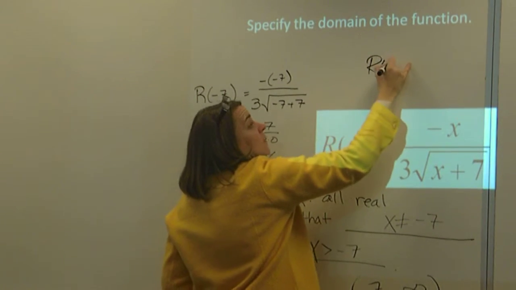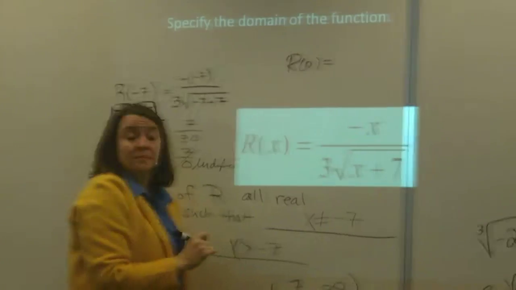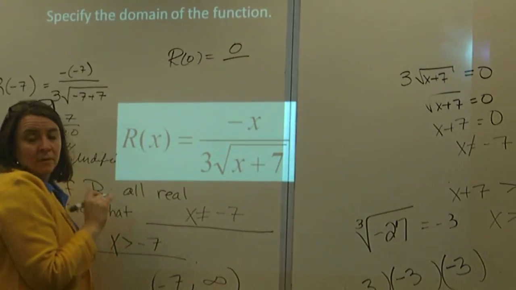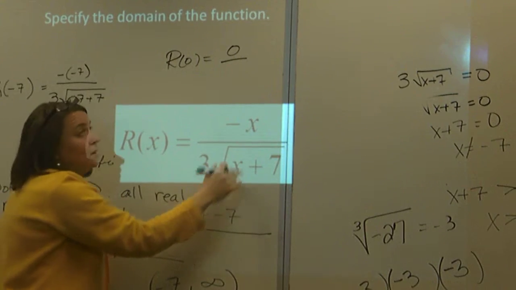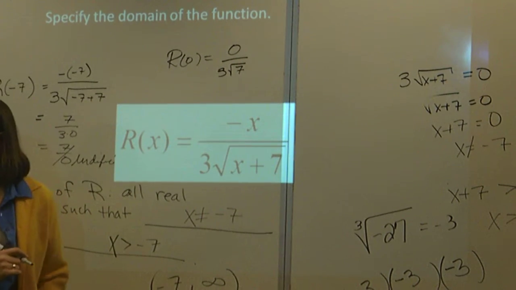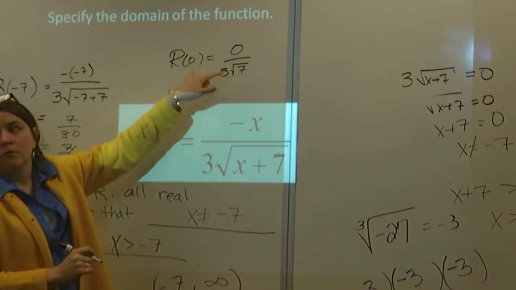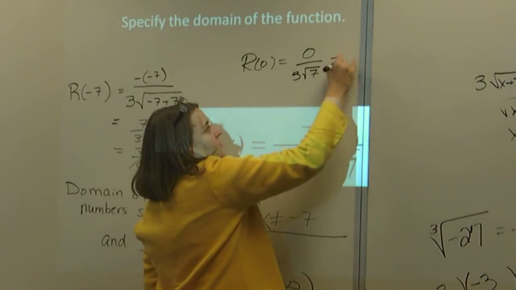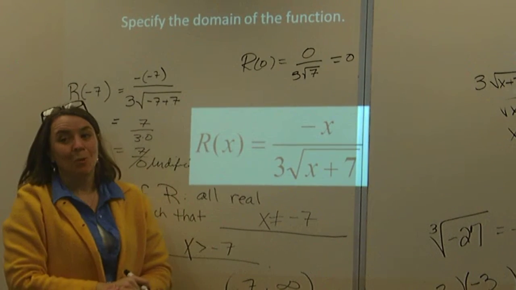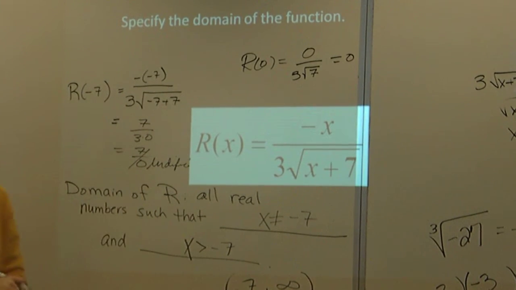But r of 0 is okay. Opposite of 0 is just 0. And when I plug in 0 here, we get 3 times radical 7. And 0 over a non-zero number just simplifies to 0. This function goes through the origin. We don't have to worry about the numerator. That would be an x-intercept, but it's not a worry.